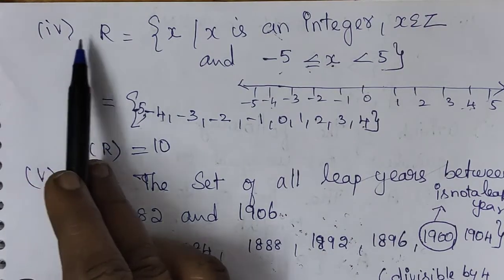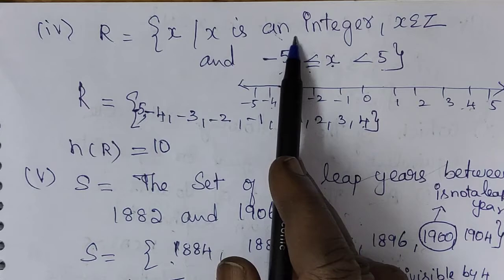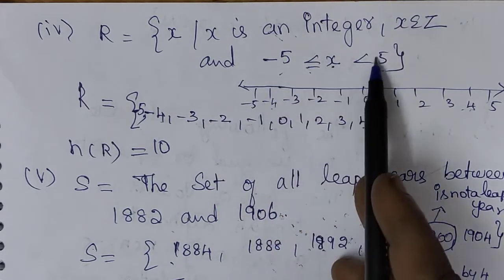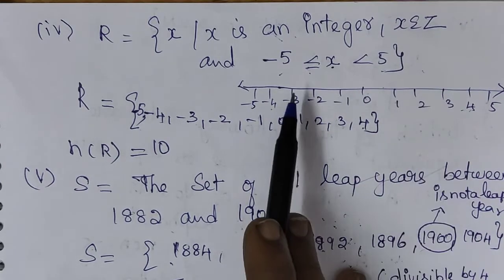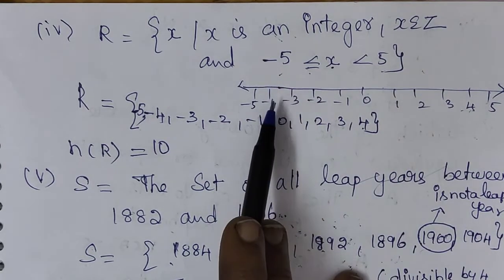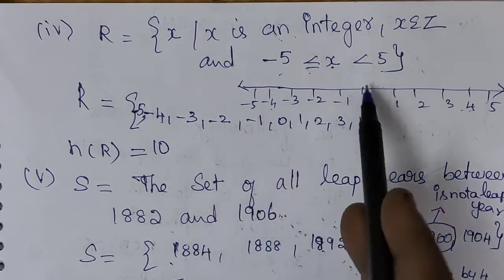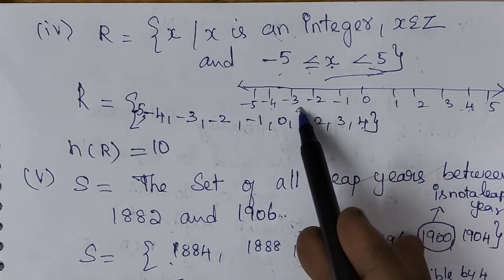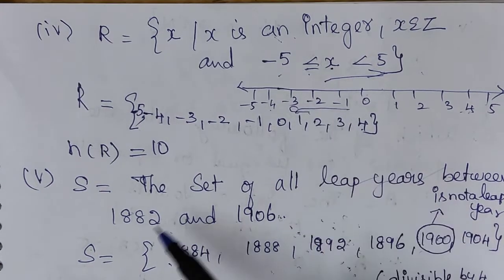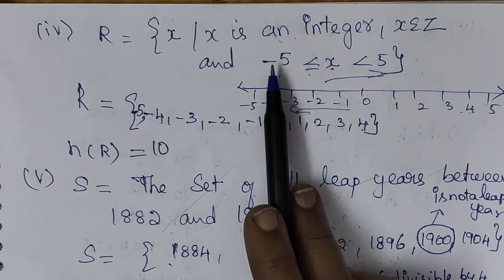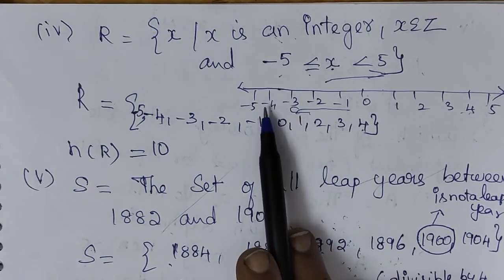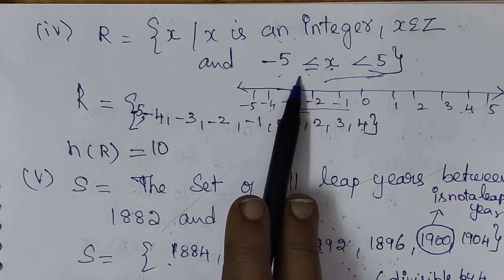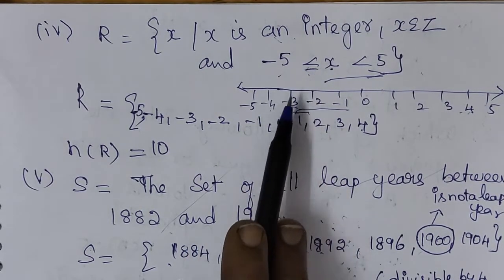Fourth sum, set R equals the set of all x such that x is an integer, x belongs to Z and x is greater than or equal to minus 5 and less than 5. As we go to the right hand side, we get increasing numbers, and when we move to the left side, we get decreasing numbers. So the numbers greater than minus 5 means we have to go to the right side of the number line. So minus 5 is also included.